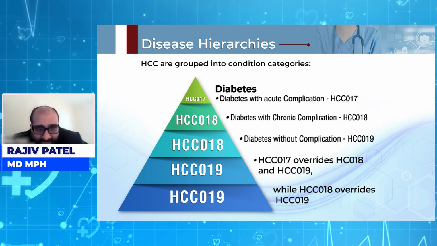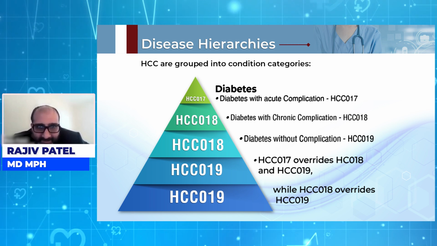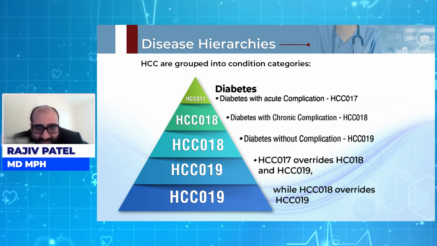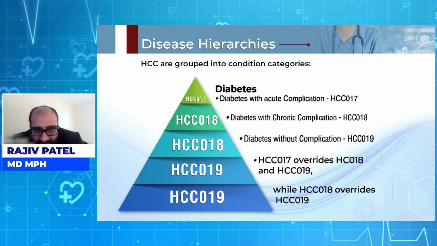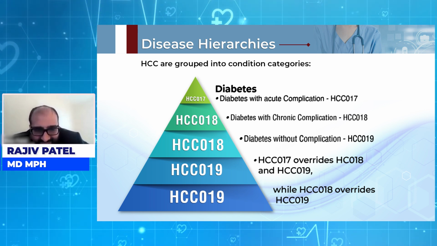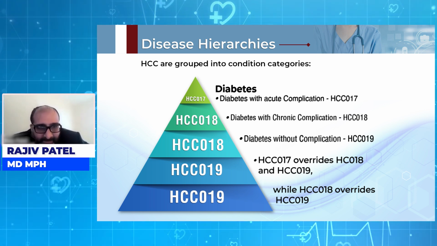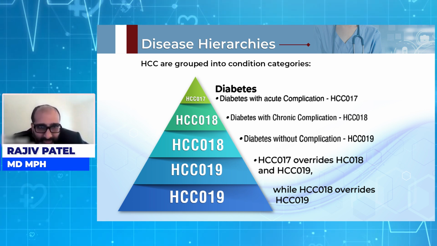This talks about hierarchy. There are a few pieces to this, but the biggest piece is diabetes. Hypothetically, there's diabetes with acute complications like DKA, diabetes with chronic complications, and diabetes without complications. HCC 19 is diabetes without complications, but when a patient gets a complication, it goes to HCC 18. So 19 would not count, then 18 counts.